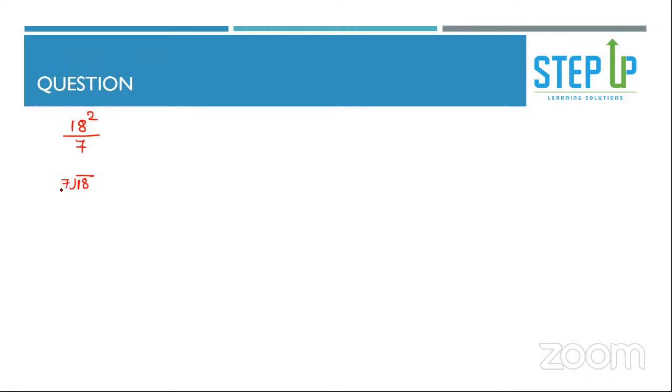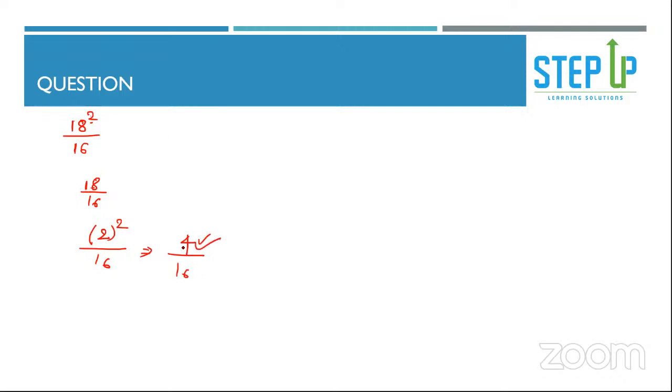Let me take it this way: 18 square divided by 16. I want 2 as the remainder, so I'll take it as 16 here. When a single 18 is divided by 16, your remainder is 2. How many 18s were there? 2 of them. So 2 square divided by 16. 2 square is 4. So your remainder is 4.